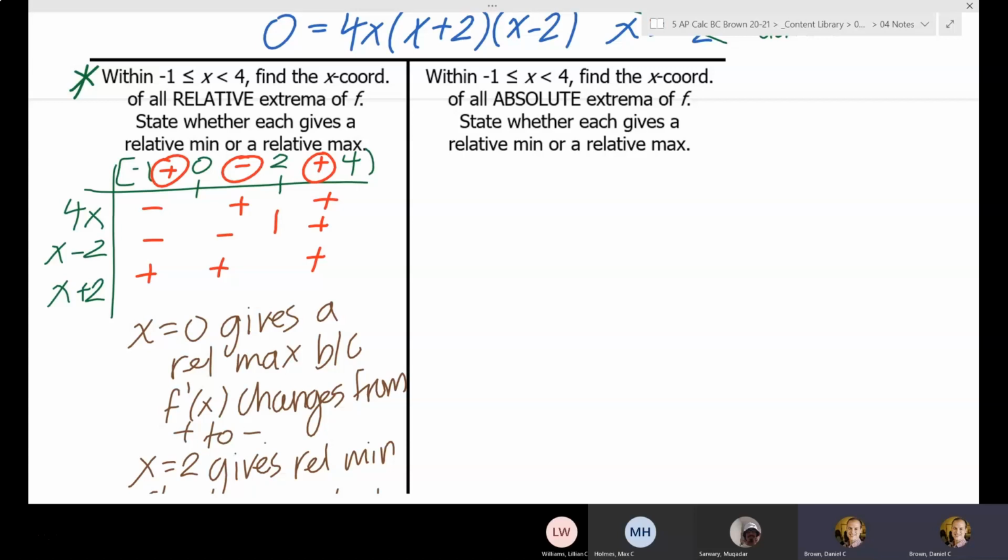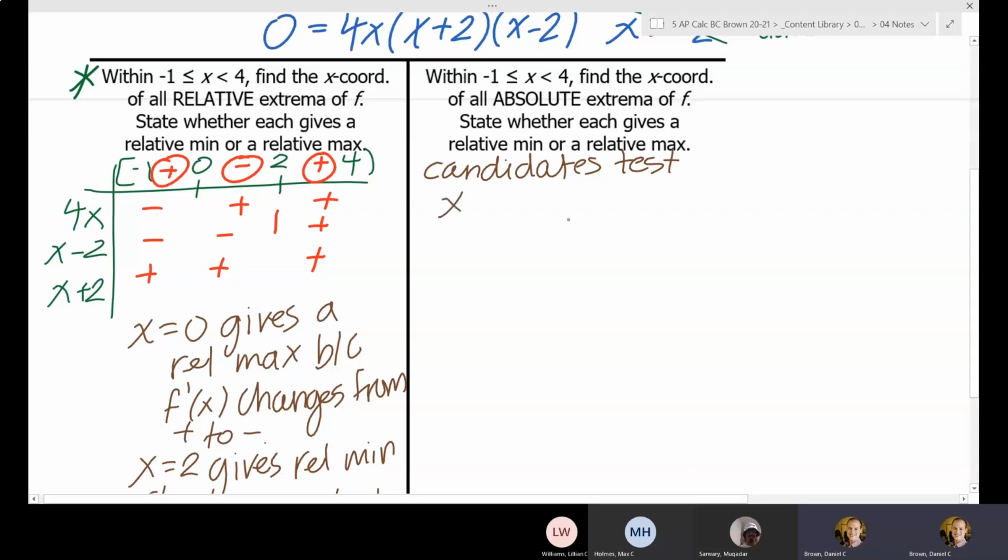So if you're asked to find an absolute extrema, it's the same process: you still want to find the critical points. But instead of making a sign chart, you want to find a candidates test. We call it a candidates test because this is basically all the potential candidates to be an absolute min or an absolute max.